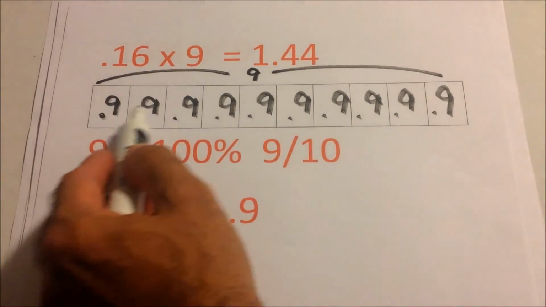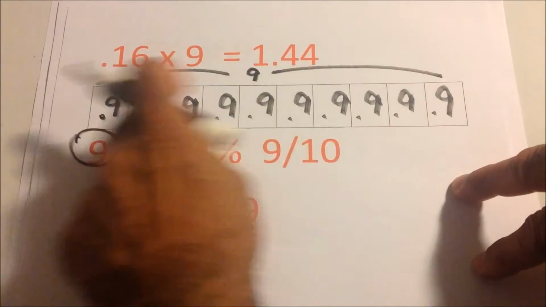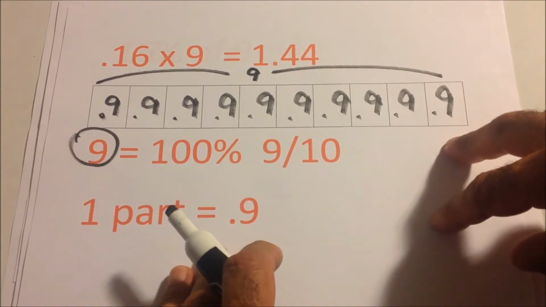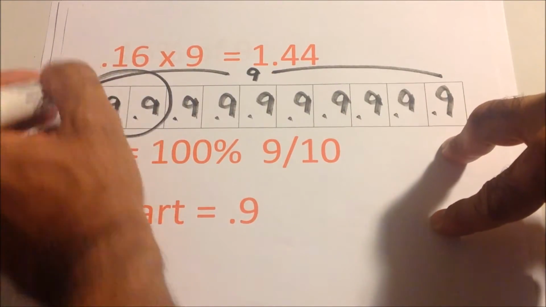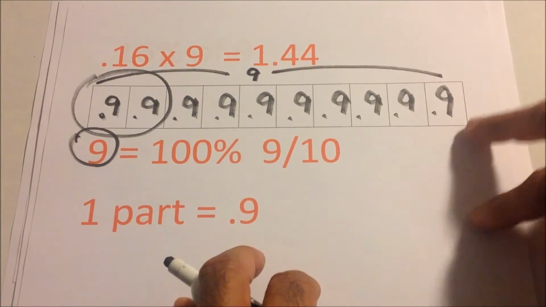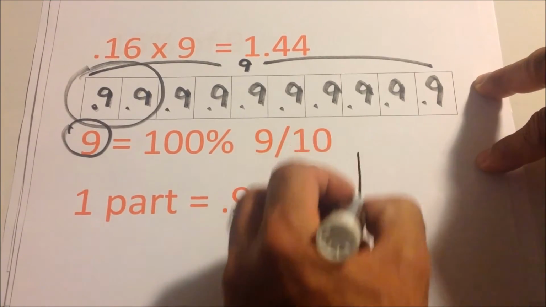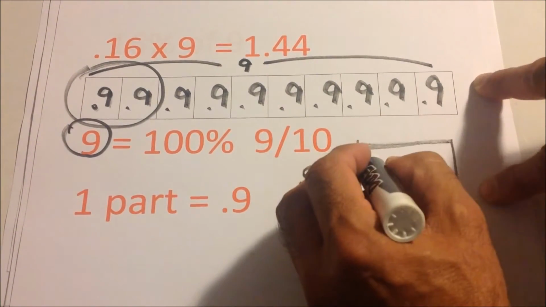Okay, and 0.9 times 10 is 9. So we have all our... Now, here's the thing. We want to get 16%. Each box is 10%, so we can't do 2 of them, because that's 20%. So we have to do one box, which we know is 0.9, but the next box, we can't do all of it. We have to break it down into tens again.